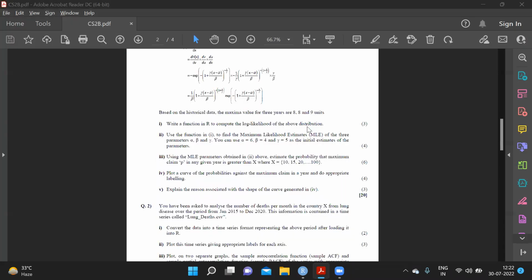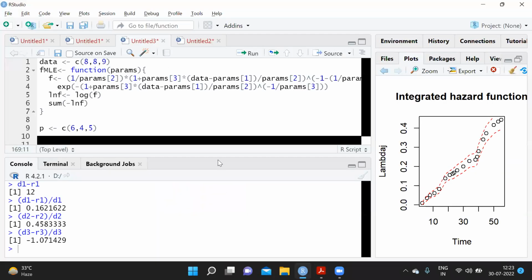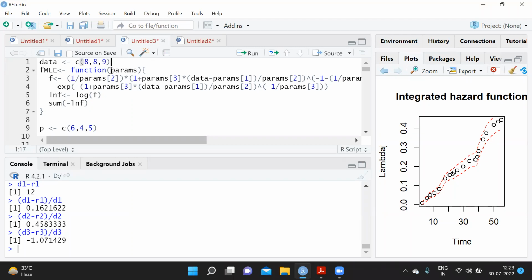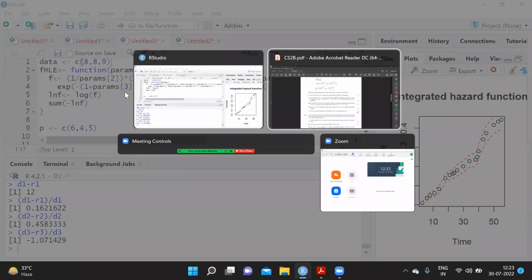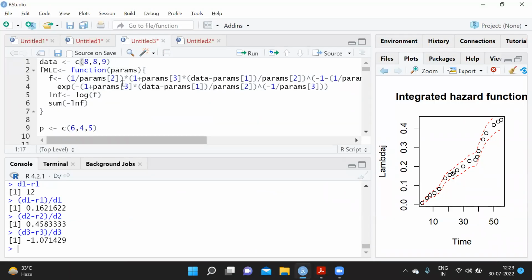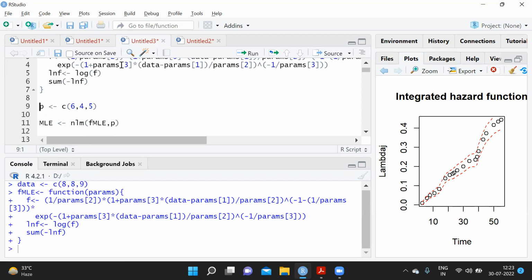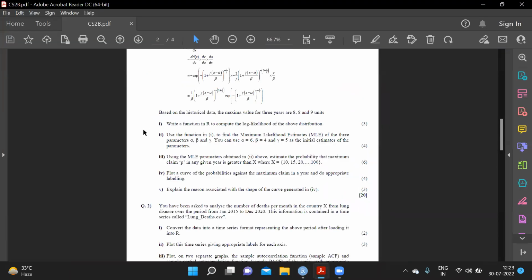First we'll input the data into R, which is data <- c(8, 8, 9). Then we have the log likelihood function, which is a function of the parameters, and the complete distribution is put in here. This is log of f, the ln f. Since in R we need to take a negative log likelihood, we take a sum of minus log of f and run this function. So first data, then FMLE, and then run it.